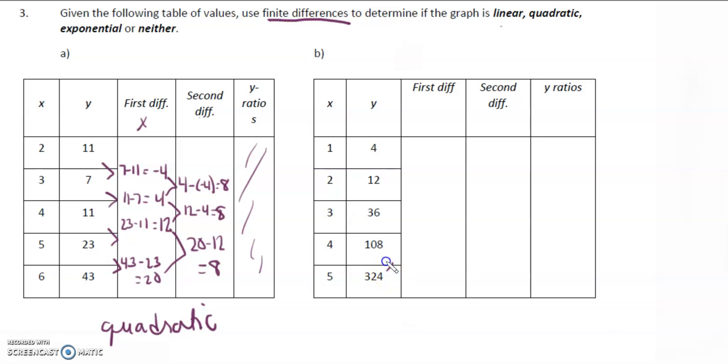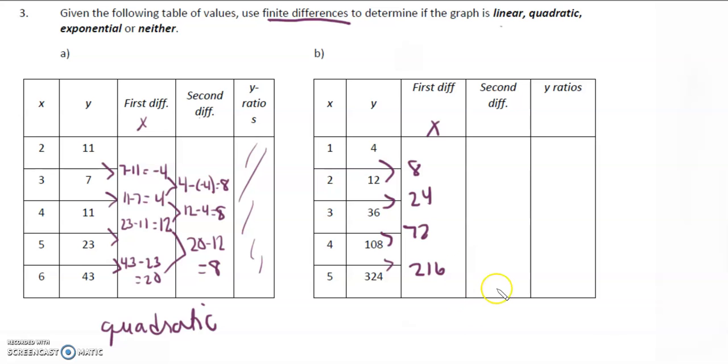Okay, for this one, we're going to go 324 minus 108. And I'm not going to write them down this time. We know that we're subtracting up this column here. 108 minus 36, 72. 36 minus 12, 24. And then 12 minus 4 is 8. Okay, this is not linear.